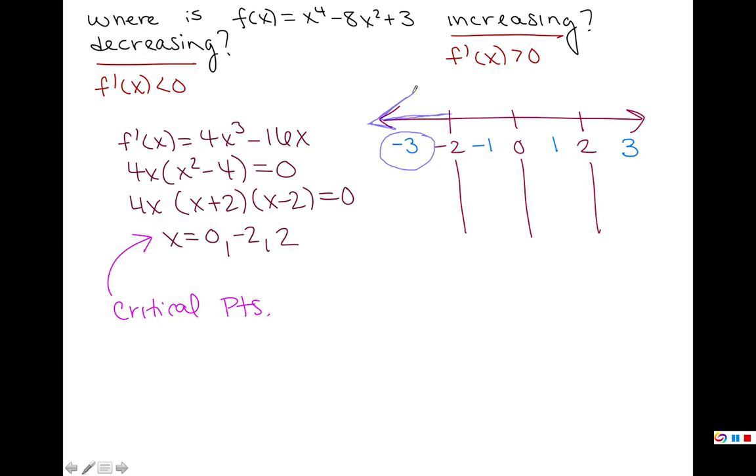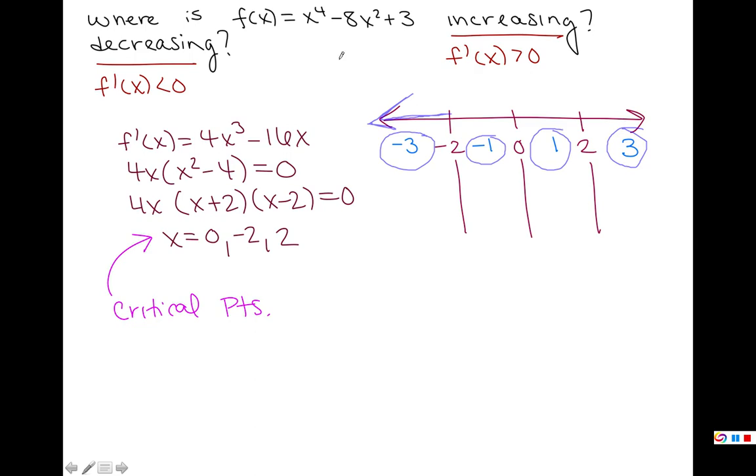And then for my second test value, you can pick any number between -2 and 0. I chose -1. Any number between 0 and 2, I chose 1. And finally, any number that's larger than 2, I chose 3. So those are my test values. So I pick test values in each of these intervals. And the goal is to figure out, is the derivative positive or negative?